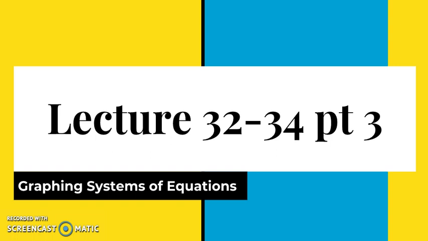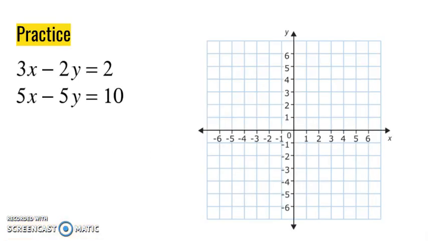Okay, our first step, we've got 3x minus 2y equals 2 and 5x minus 5y equals 10. Now this is one that we just solved in the solving with elimination video. So they've asked me to graph this to prove the solution that I just found. So what I have here is a line and another line, and my solution is supposed to be where they intersect.